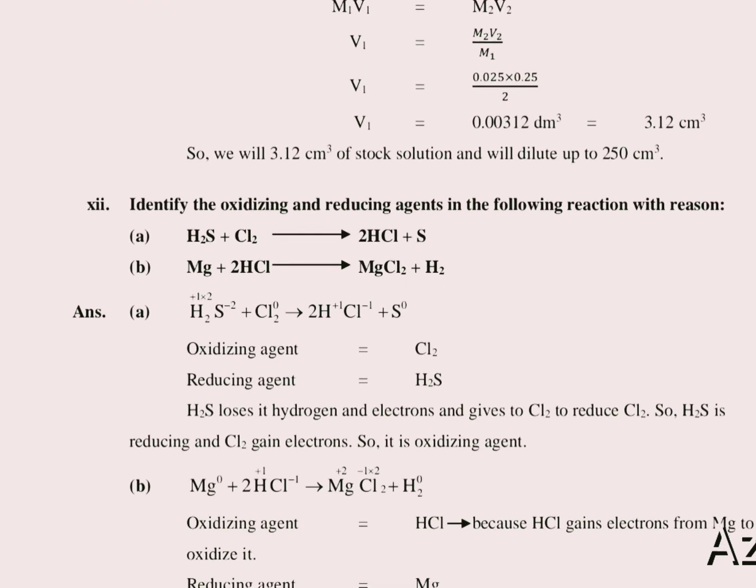Moving on, identify the oxidizing and reducing agent in the following reaction with the reason. So you have to mention the reason. In the first step, you write down the oxidation states on all the members. Hydrogen is +1, so for 2 hydrogen it's +2. Sulfur, obviously if hydrogen is +2, sulfur is -2. Chlorine, in its atomic elemental state, has oxidation state 0, so here we put 0. Hydrogen +1, chlorine -1 and sulfur is 0.